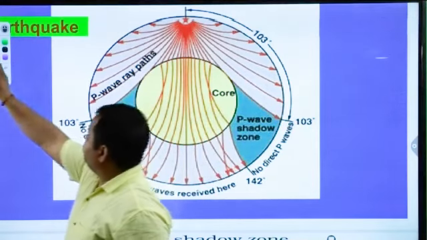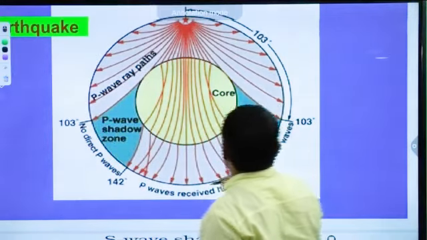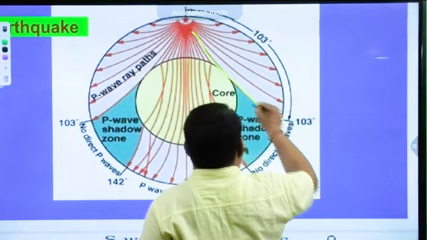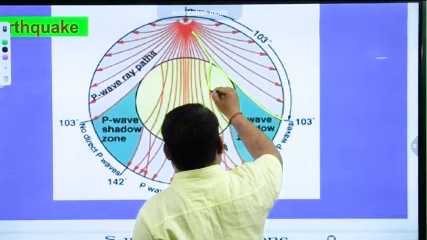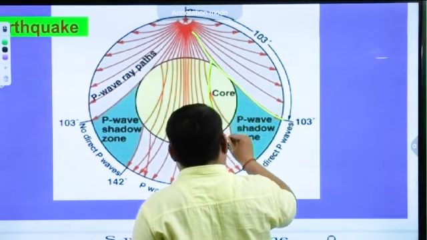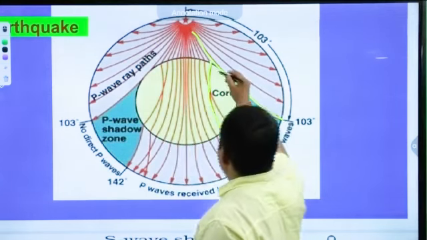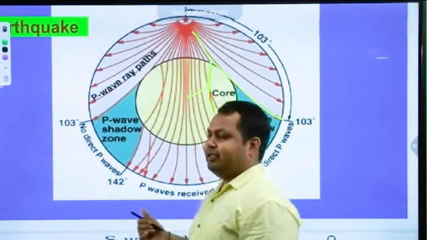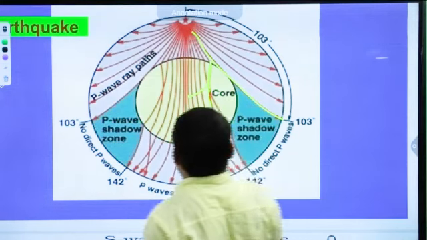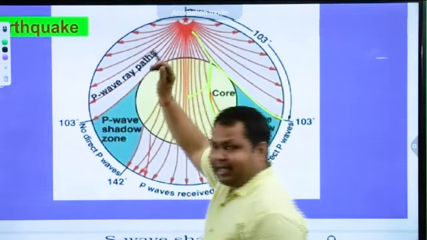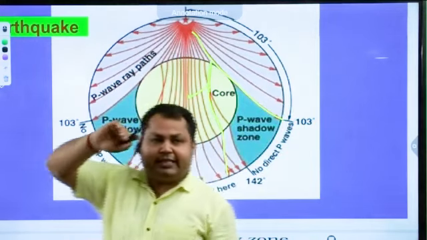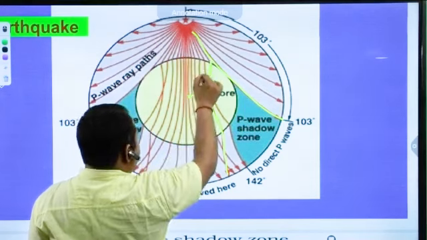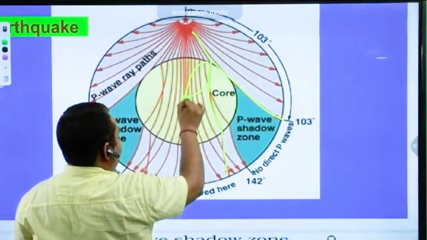So when P waves start interacting to the core, its velocity increases. Because of the increasing velocity, it is going to move toward the center. And in detail, I will discuss during the lectures, right? During the lecture. In such circumstances, when the P waves are interacting to the core, the waves are inclining toward the center of Earth.